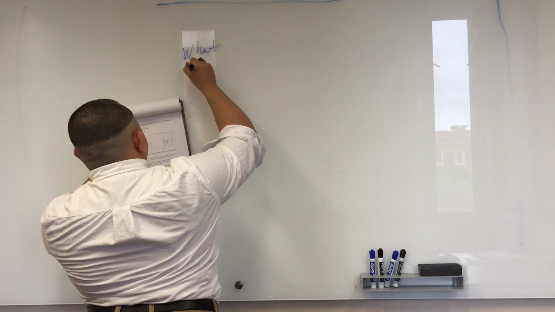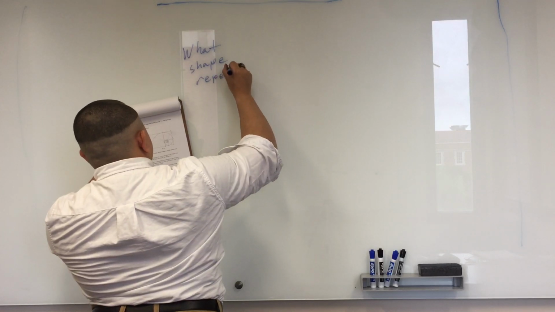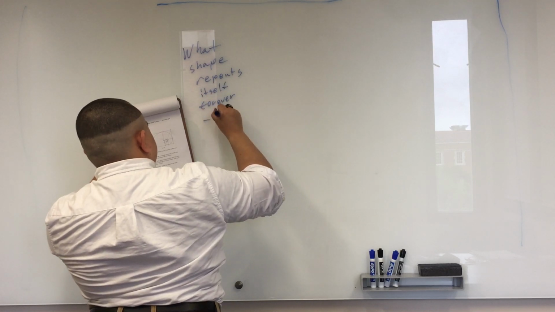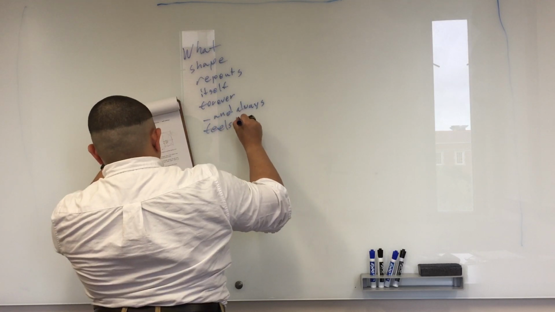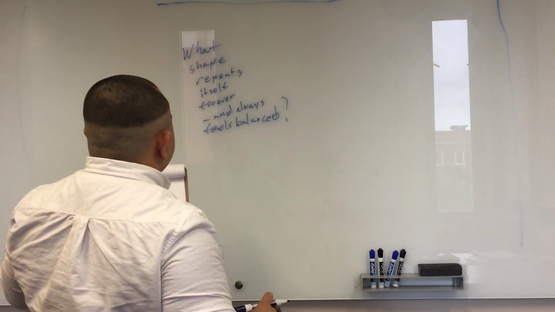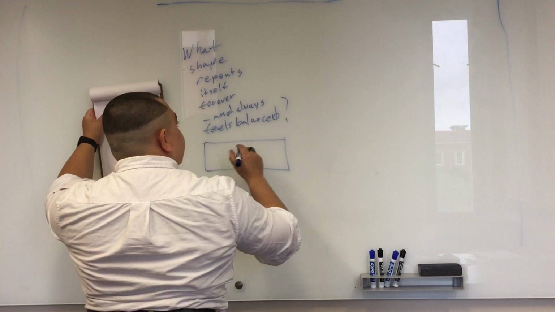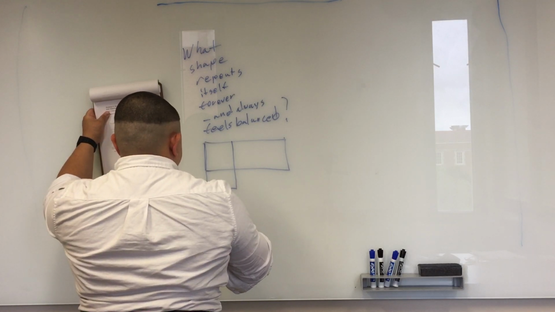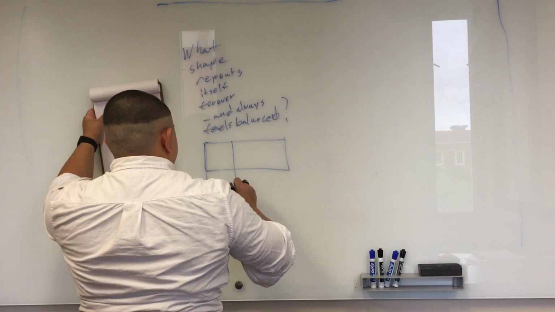Whenever we ask ourselves, what shape repeats itself forever and always feels balanced? And this leads us to some beautiful patterns. Start with something simple here, and then it'll get increasingly complex. But not really increasingly complex, it's just more of the same over and over again. Alright, oh shoot, wrong one. And there we go.